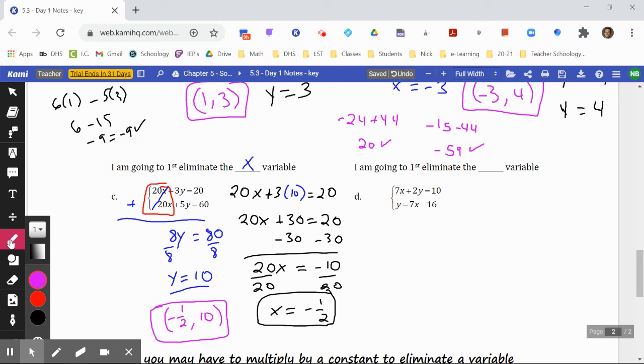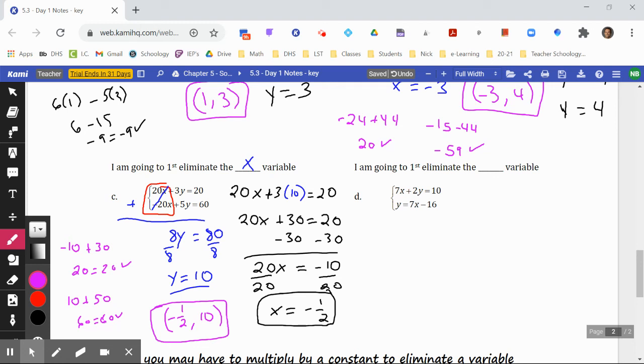20 times negative 1/2, that gives me a negative 10, plus 3 times 10 is 30, right? So negative 10 plus 30, yep, 20 equals 20. That worked for my first equation. I'm going to do the same thing and plug those negative 1/2 and 10 into that second equation. So negative 20 times negative 1/2, well, that gives me a positive 10. And then 5 times 10 is 50. Right? 10 plus 50 is 60 equals 60. Yep, that worked out. So therefore, my solution is negative 1/2 comma 10.